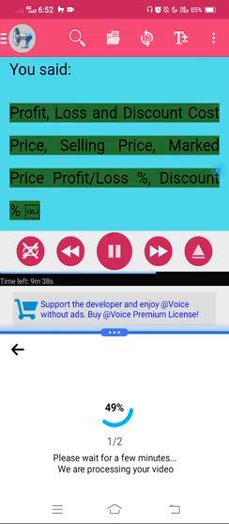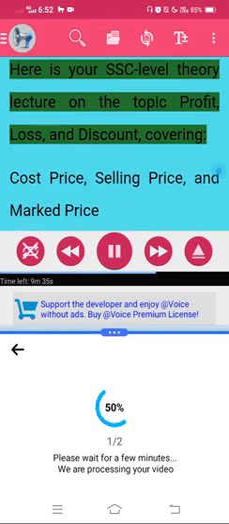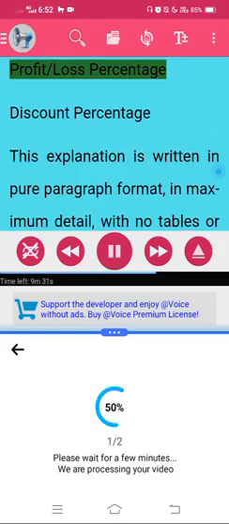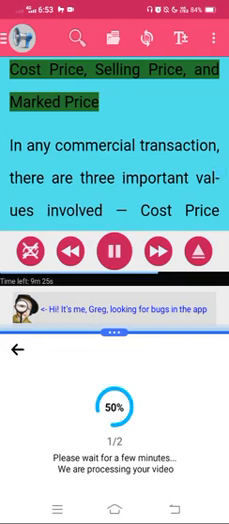You said: Profit, loss and discount, cost price, selling price, marked price, profit, loss percent, discount percent. ChatGPT said: Here is your SSC level theory lecture on the topic profit, loss, and discount, covering cost price, selling price, and marked price, profit, loss percentage, discount percentage. This explanation is written in pure paragraph format, in maximum detail, with no tables or codes, and tailored for SSC exam preparation.